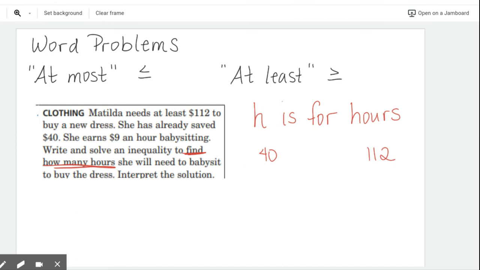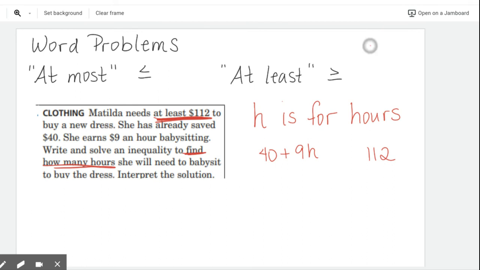She's adding to that, right? She wants to make that a bigger amount. So plus $9 for every hour. I'm using H for hours. So that would be 9H. Now it says she needs at least 112.